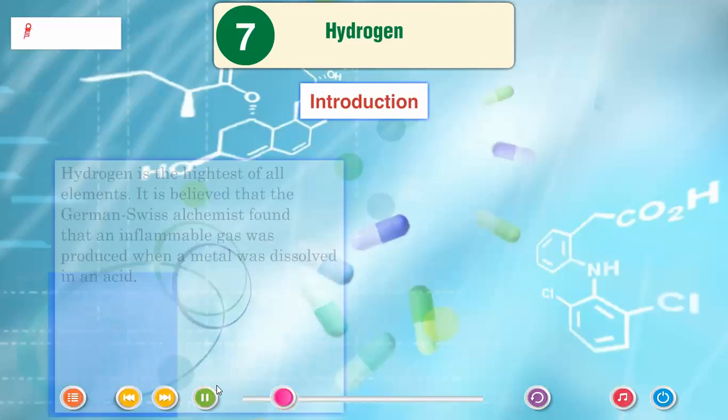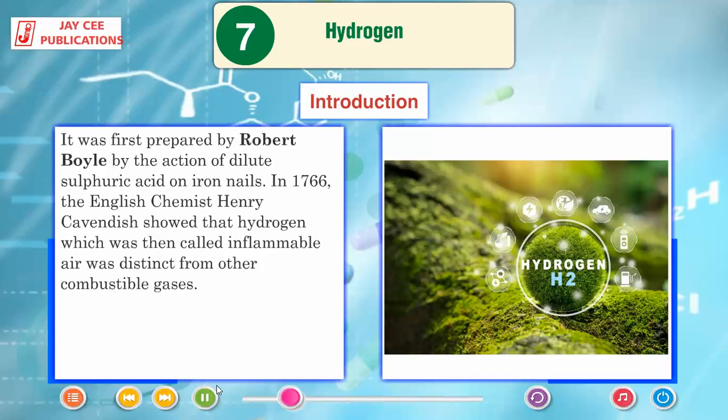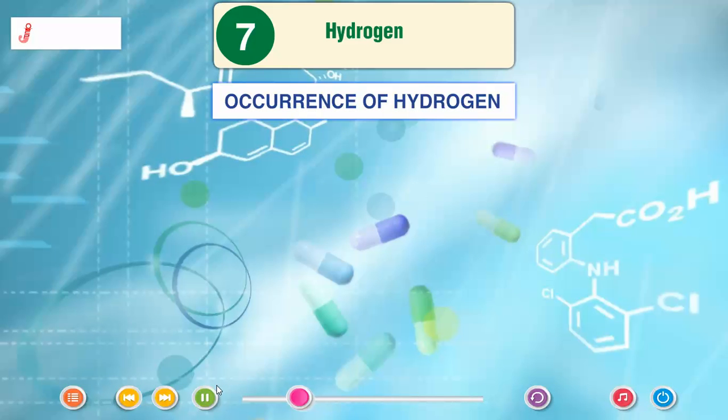Introduction. Hydrogen is the lightest of all elements. It is believed that the German-Swiss alchemist found that an inflammable gas was produced when a metal was dissolved in an acid. It was first prepared by Robert Boyle by the action of dilute sulfuric acid on iron nails. In 1766, the English chemist Henry Cavendish showed that hydrogen, which was then called inflammable air, was distinct from other combustible gases.